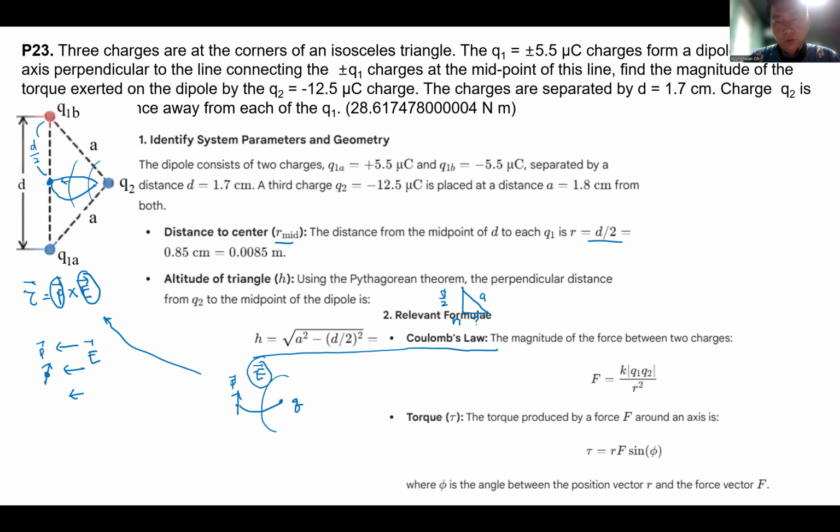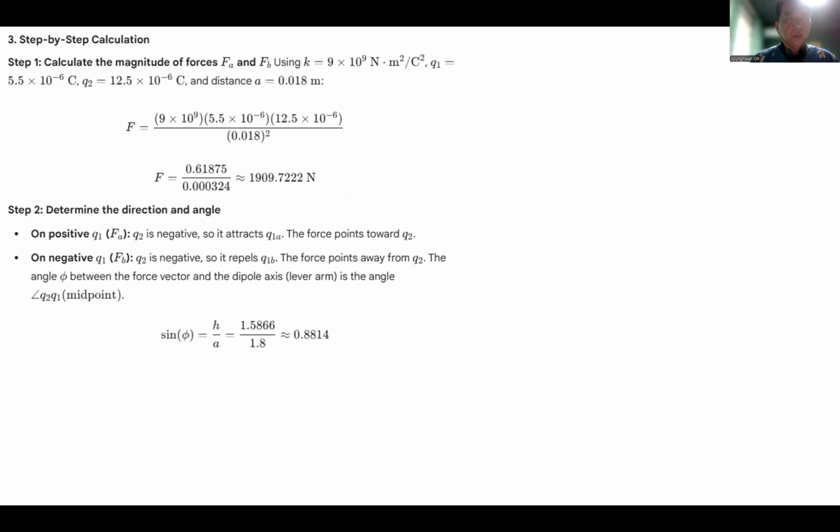So what we have to think about is Coulomb's law to find the force between two charges, as well as the torque given by this formula. We can do it both ways. We can think about the dipole and try to find the electric field, and then the field and dipole interactions. But we can also try to find the individual forces acting on A and B.